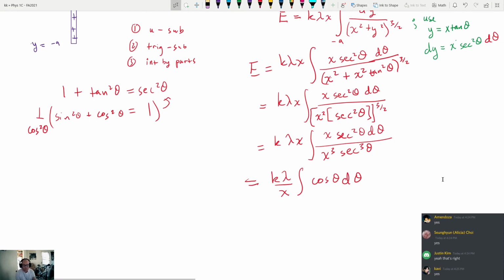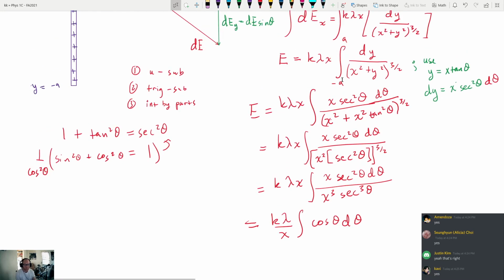And now we do need to put the limits back in. So before, our limits were negative a equals x tan theta. But that means negative a equal to x tan theta, which means that theta is equal to the arctan of negative a over x. And that's what the lower limit's going to be. I hate writing that in here, but I'm going to have to. Tan negative 1 of a over x is the lower limit. The upper limit is going to be the arctan of a over x.